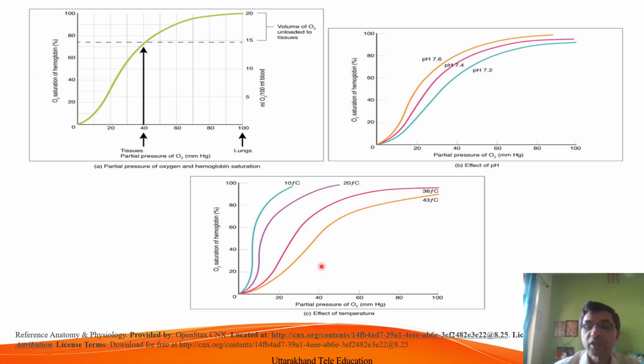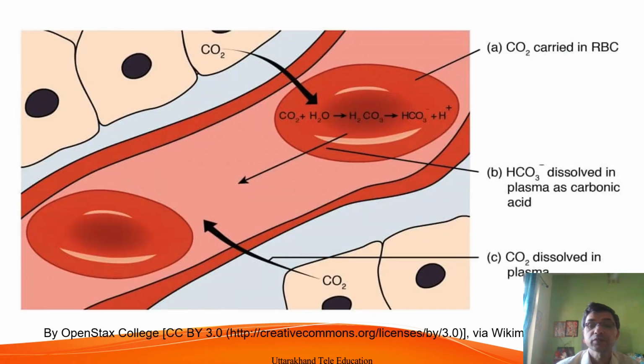In the case of temperature also, when the temperature increases, more unloading of oxygen will take place, and the curve will shift towards the right side. This is also important. In the same way, in the case of 2,3-BPG, the curve will also shift towards the right side, and more unloading of the oxygen will take place.